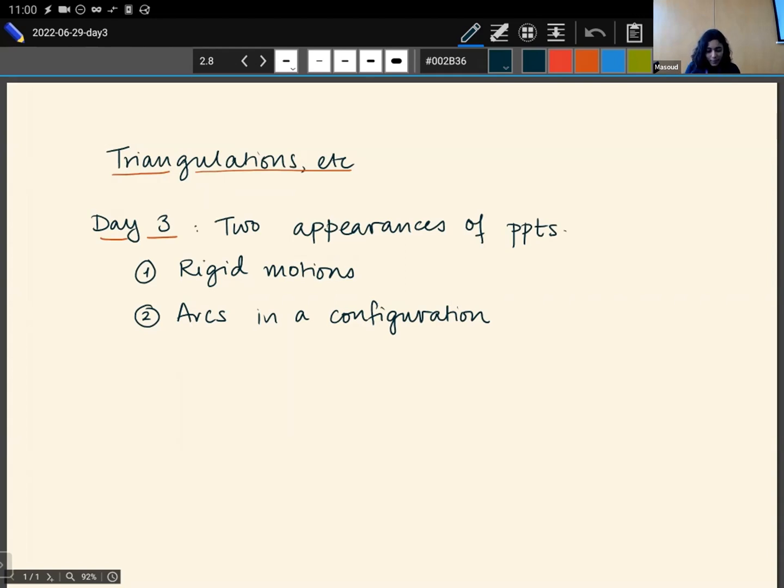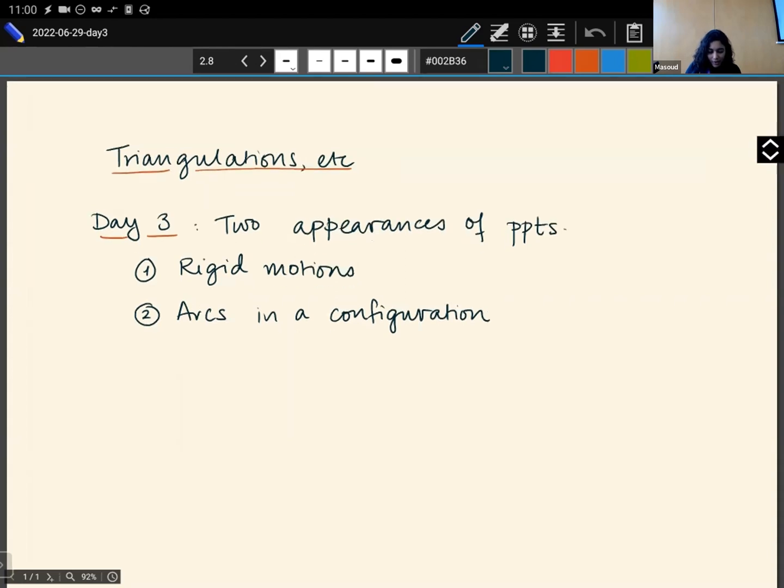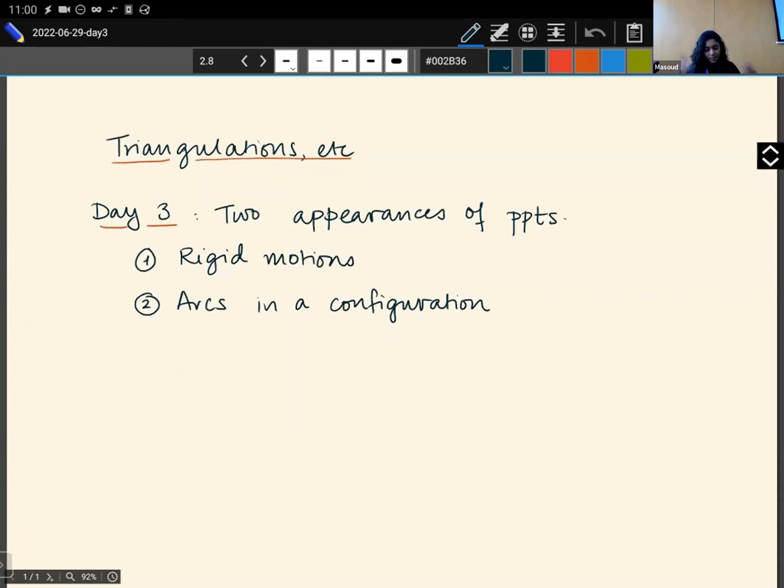But today I want to say something about how pseudo triangles and pseudo triangulations actually show up in anything that's connected to anything else. There are two ways in which they naturally show up, and I want to discuss both. One is rigid motions, which is part of the etc. in the course. The second one is arcs in a configuration. But let's talk about rigid motions first.